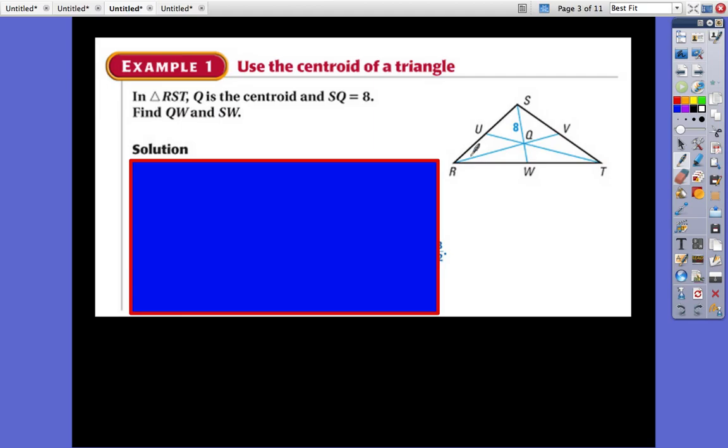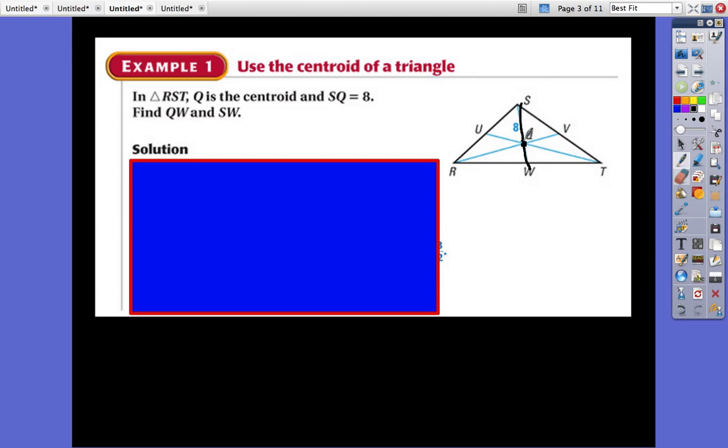In triangle RST, Q is the centroid. Okay, so we have our centroid. And SQ is 8. Find QW and SW. So the whole thing, we don't know what it is. We know the part SQ.